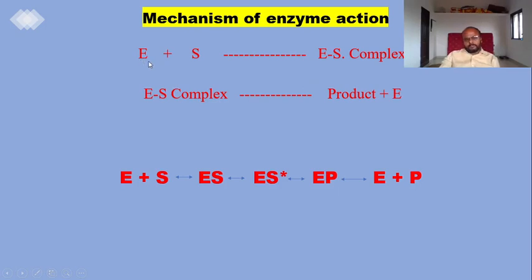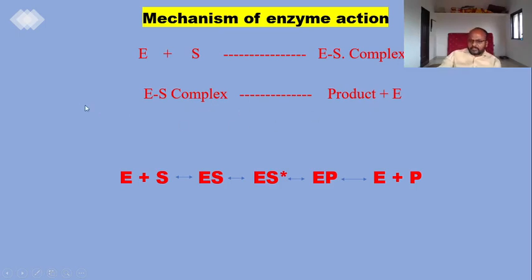So in the first step, the enzyme acts on the particular specific substrate and the enzyme substrate complex is formed. So this is the first step. Then in the second step, in the enzyme substrate complex, some changes occur in the substrate, not in the enzyme. And in the third step, from this enzyme substrate complex, the product is formed.